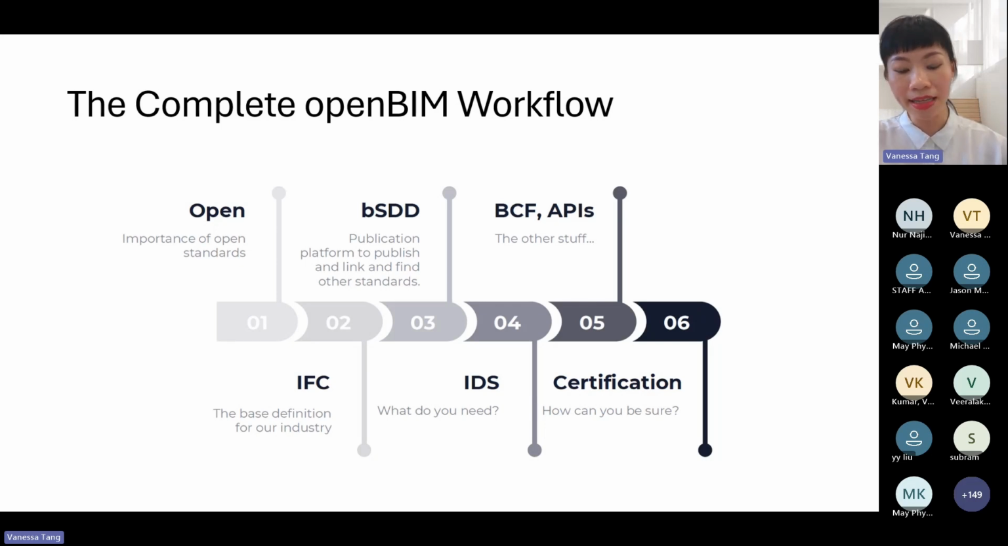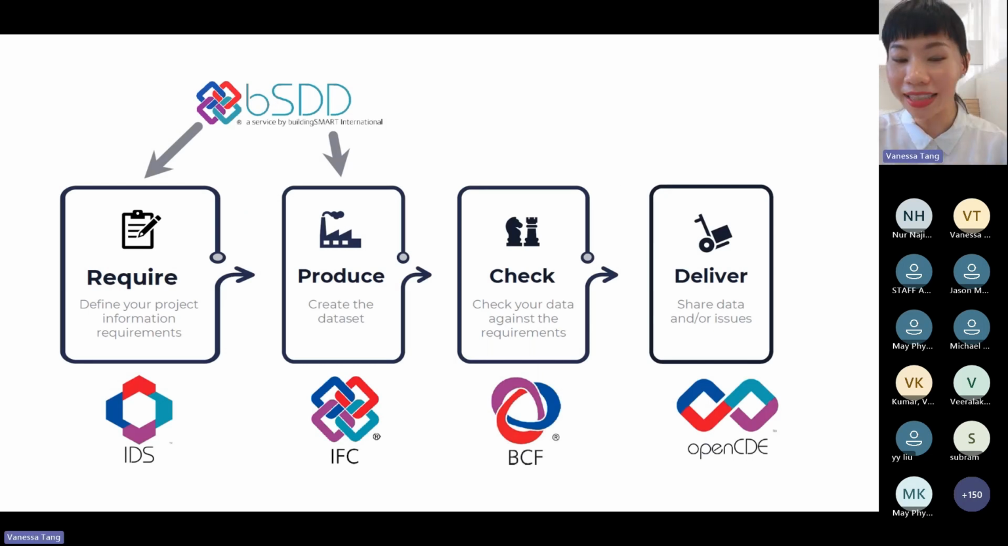So what the BSDD and the BCF do is complement the IDS by providing necessary tools for standardizing and managing information. The IDS specifies what information needs to be delivered, and the BSDD ensures that this information is standardized, while the BCF helps you to manage the communication and resolution of issues related to this information. Both the BSDD and the BCF are based on buildingSMART's open standards, which align with the principles of openBIM. This ensures that the entire process remains open and enables seamless collaboration across different software platforms and tools.